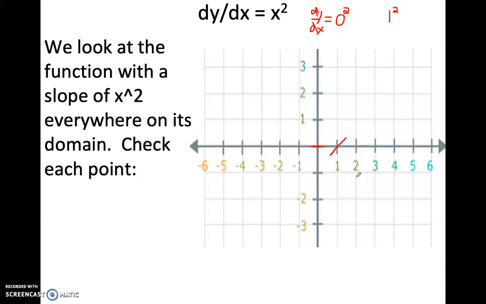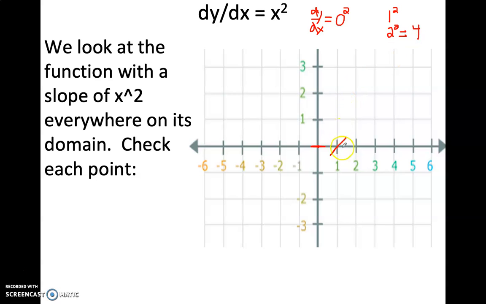You're not going to draw it on the whole graph, just a little snippet of the graph, and you're going to make a slope. Then for 2, 0, we're going to be putting in 2. So for 2, 0, we're looking at 2 squared, which is 4.